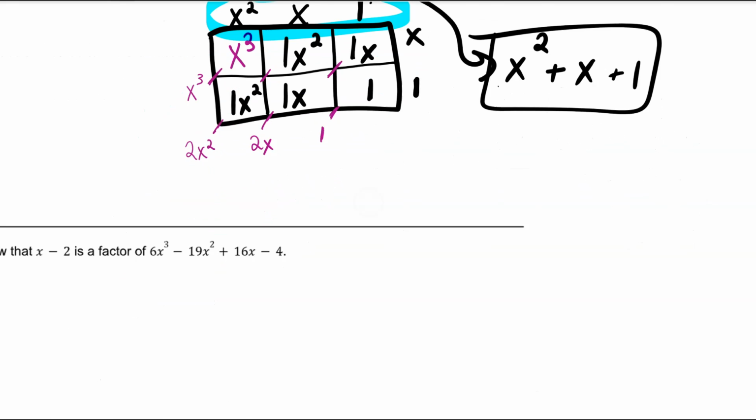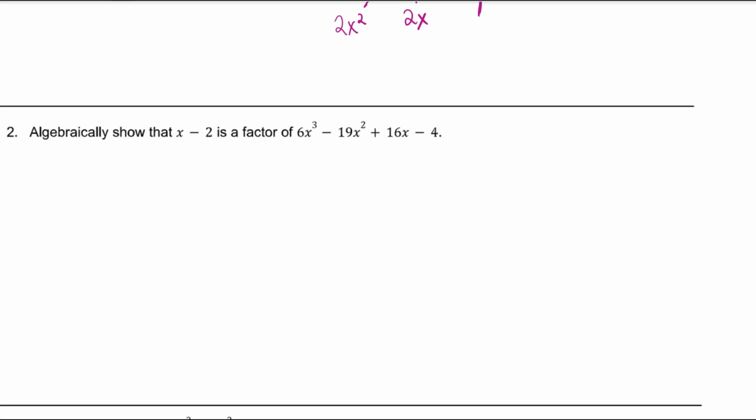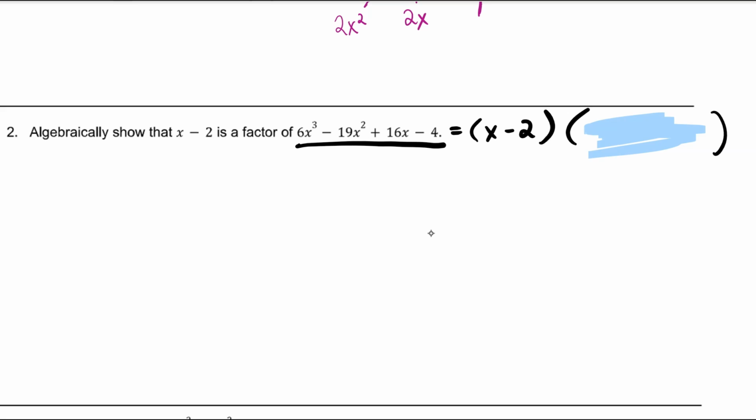Let's do a couple more. For number 2, it says algebraically show that x minus 2 is a factor of this polynomial right here. Well, if x minus 2 is a factor, that means I could rewrite this polynomial as x minus 2 times some other polynomial. So what we're going to try to do is take this polynomial and divide it by x minus 2 to see if we can actually get a nice polynomial out of that.